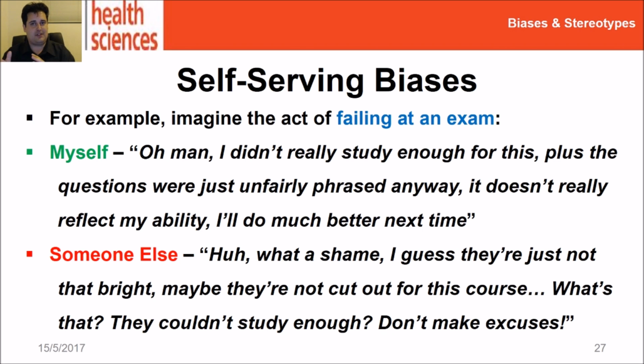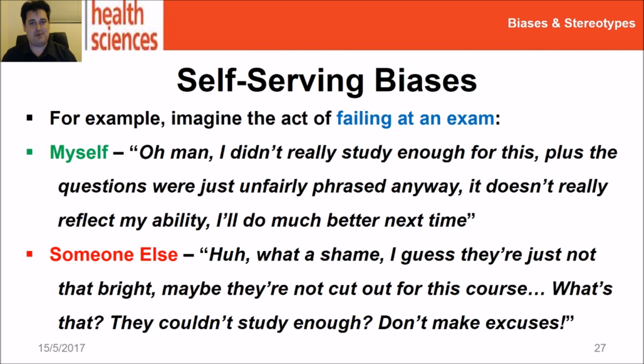to create a kind of actor-observer double standard. The double standard would be clear if I had passed that test and then I heard about somebody else who had failed a test that I had passed. Under those circumstances, I'd be more likely to say something like, huh, what a shame. I guess they're just not that bright. Maybe they're not cut out for this course. What's that you say? You couldn't study enough? Don't make excuses for your failures, etc. This is the double standard at play. I hope I'm being illustrative enough with this.